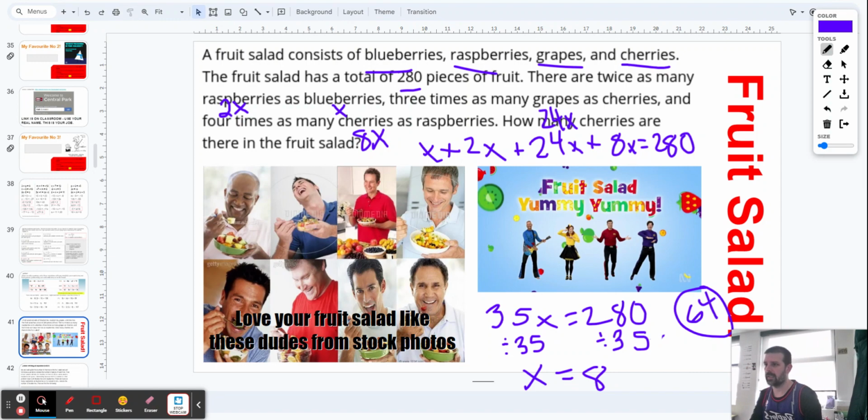So it does make sense that if you are actually running a business making fruit salad, you want to get as little of the expensive stuff as possible and more of the cheaper fruit to fill it up. Grapes are pretty good still, so whatever. But there you go. Okay, so that's how you solve a problem like this. That's how you get around multiple unknowns. Okay, you pick one unknown and then you build off of that unknown.